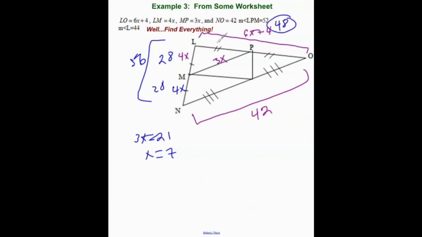Okay. That means this is 24, and this is 24. And guess what? This is half of the whole thing, or equal to one of these segments, so this is 24. See what's going on here? This is 28. This segment right here. Half of all this, 28. So we found all these right here. Of course, this is 21 right here. And so we found all our segments.